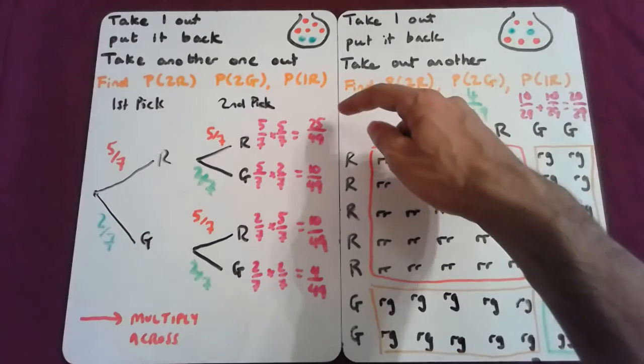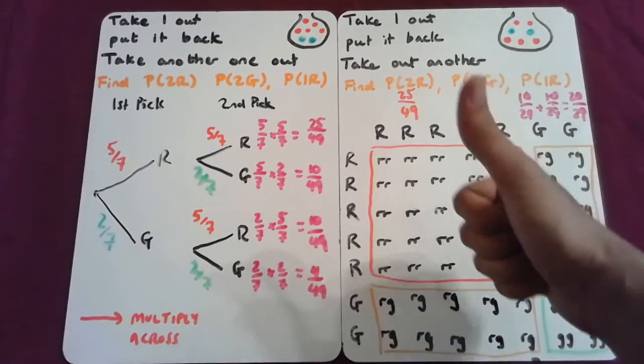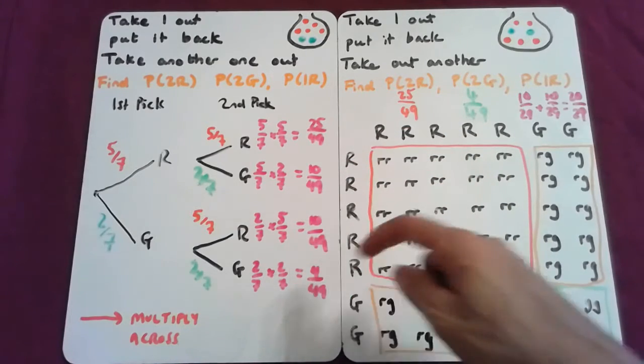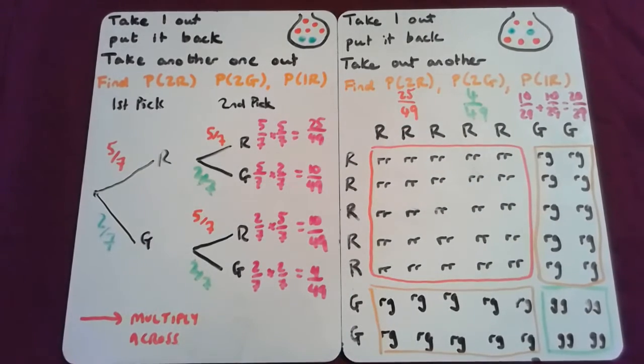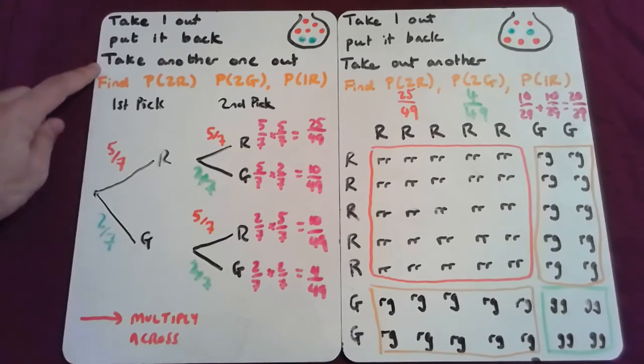And over here, the final scenario you can either get red red, red green, green red, or green green. 25, 10, 10, and 4 add up to 49 out of 49, which also gives us a probability equal to 1. Now, this was when we looked at a scenario where you take one out, you put it back, and you take another one out.